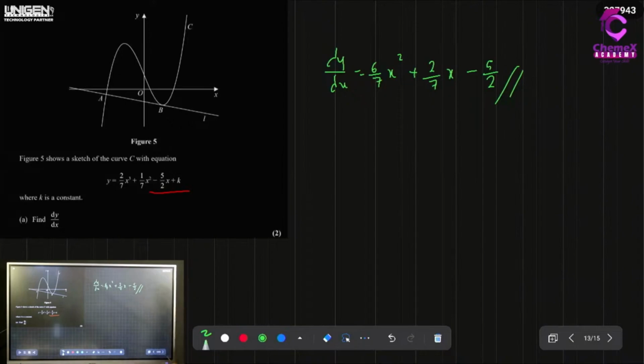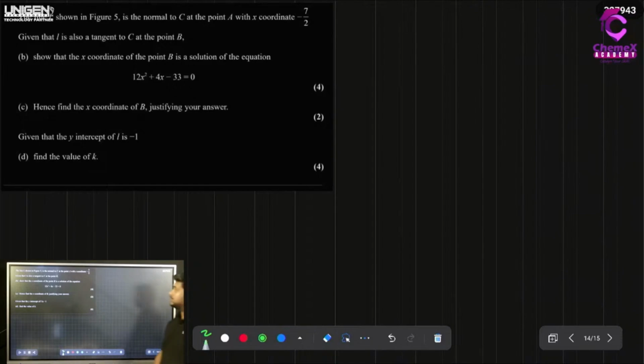Let's go on. You don't have any doubts, right? Differentiation? Vivek, you don't have any? No, sir. No, sir. So next part.